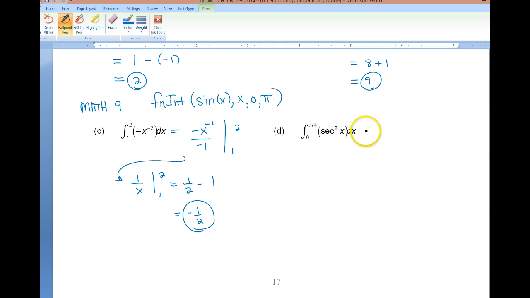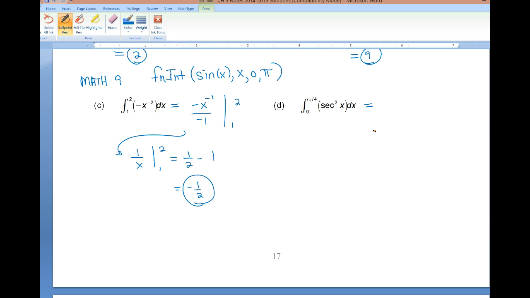Next one. Are we ever gonna have these where it has to do with all these rules at the beginning? Not a little bit, but not so much. Okay, what's the antiderivative for secant squared? Tangent. We want to evaluate tangent at pi over 4, so tangent of pi over 4 minus tangent of 0.